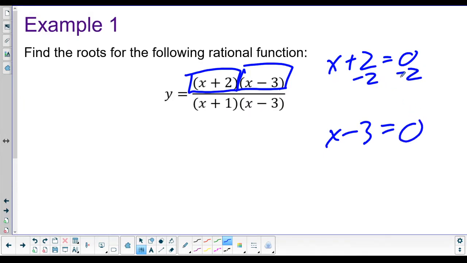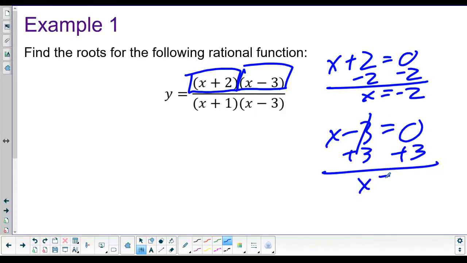So subtract 2 on both sides. x equals -2. Add 3 on both sides. x equals 3. So these are our two roots, we think. We think these are our answers. x equals -2, x equals 3.